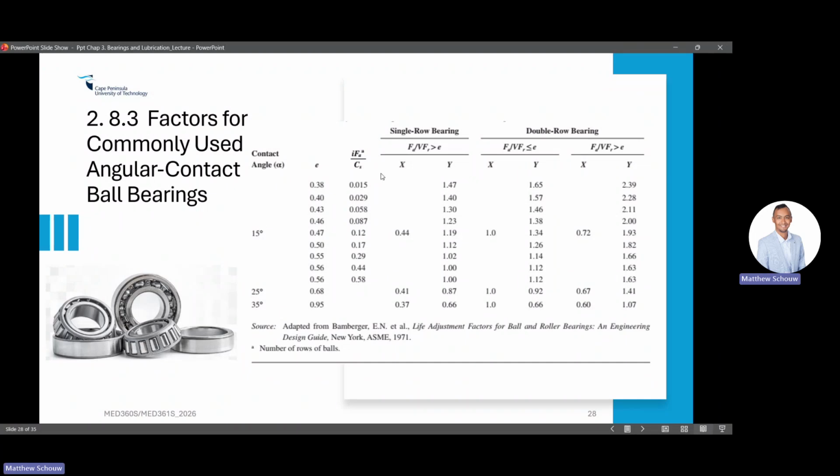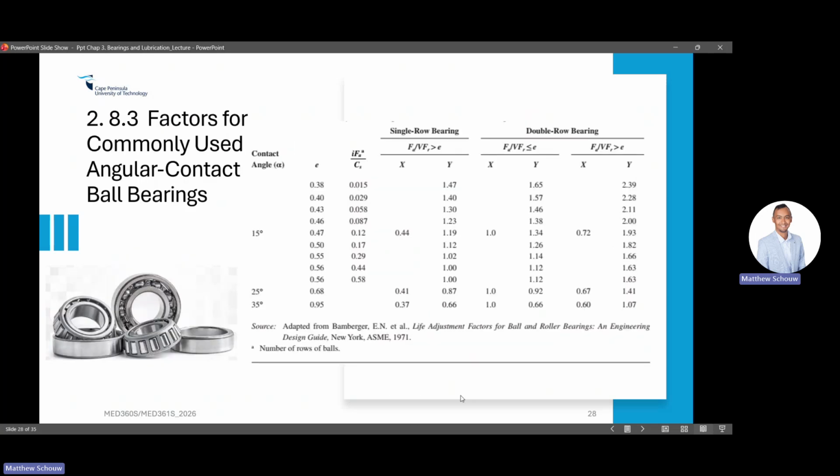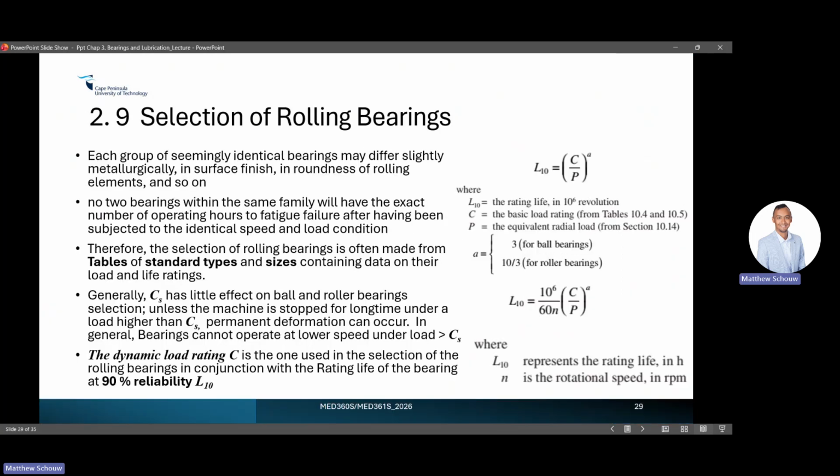And we have to first determine whether it is a single row or double row. And we have to find that so-called e, the variable reference factor, which will determine which X and Y factors we will use. So that's essentially the main approach we're using.